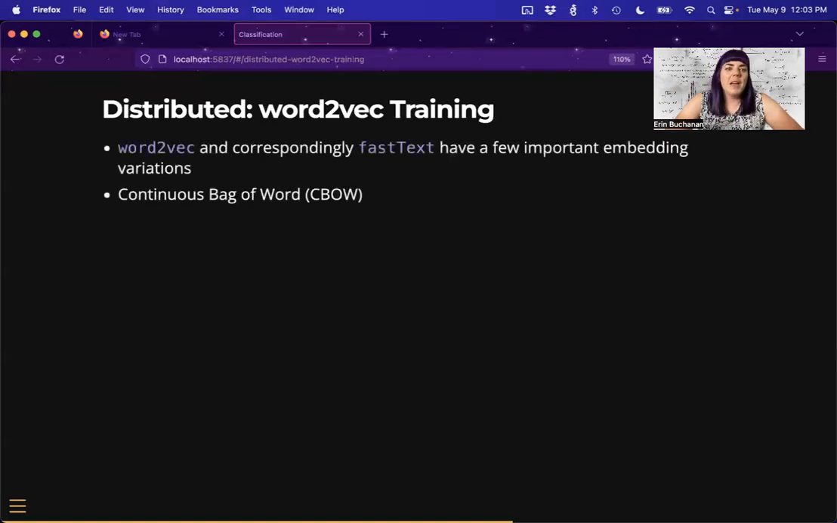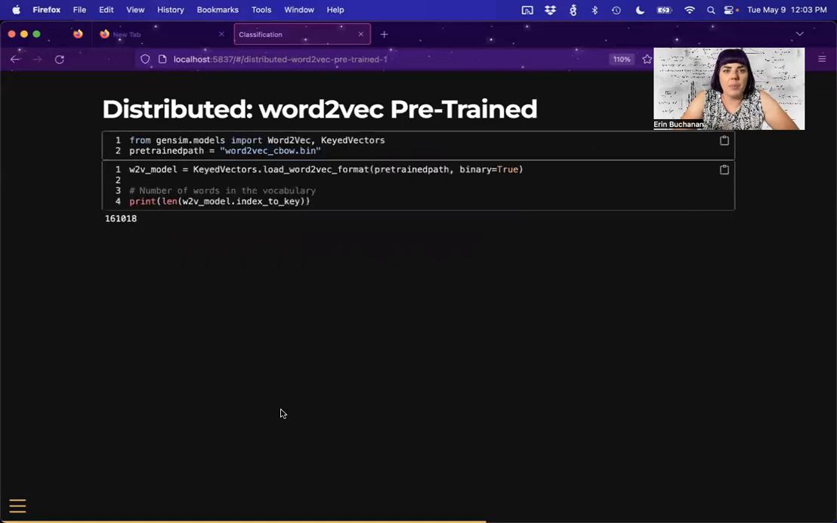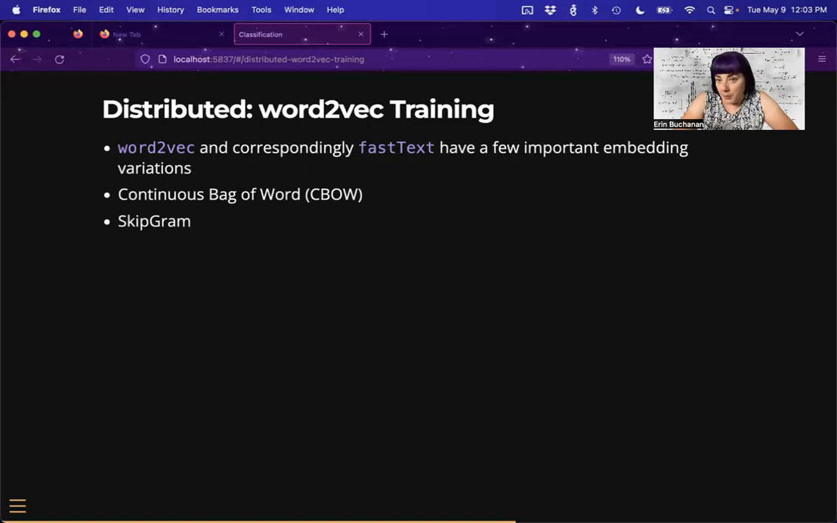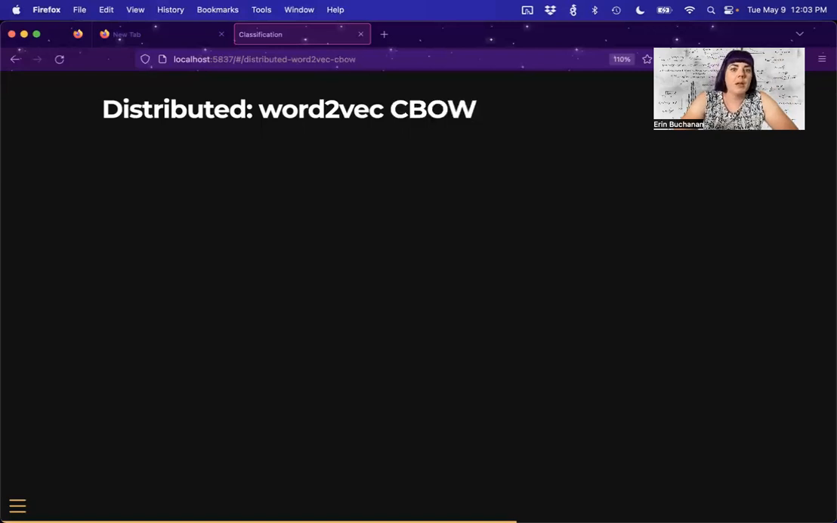When I'm building my own word2vec model, I have two big choices in the way that the embedding happens, the embedding process. These are not all the parameters, but here's probably the biggest parameter difference: the way it gets embedded. The first option is called CBOW, or continuous bag of words. If you look at the model we pulled in, it says CBOW. It's a CBOW model. And the other is Skipgram.